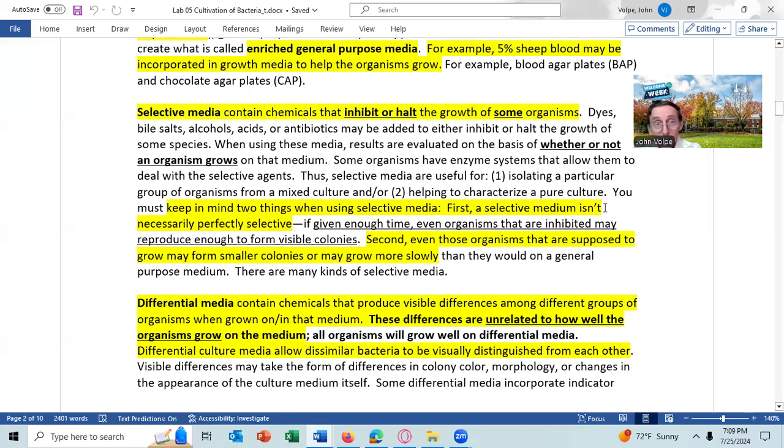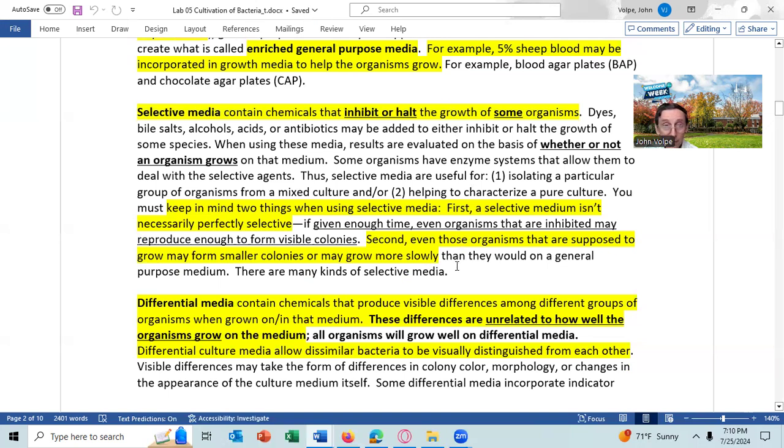When you're using selective media, keep in mind two things. First, a selective media isn't necessarily perfectly selective, meaning given enough time, other organisms can grow in it, even though they should not. It selects against them, but with enough time, you can get the organisms to grow that you're trying to select against. Second, even those organisms that are supposed to grow may form smaller colonies and may grow more slowly on the selective media than they would on a general purpose media.